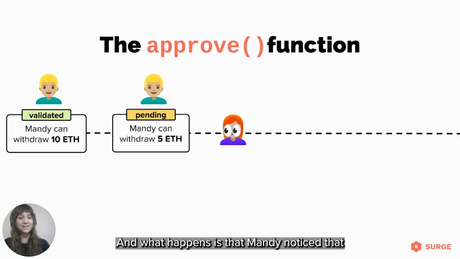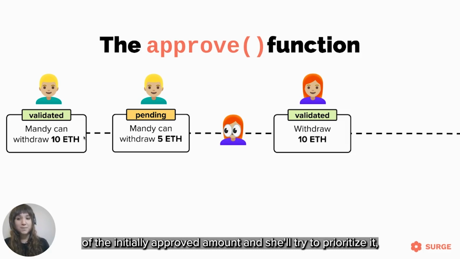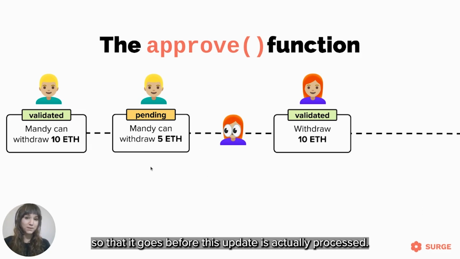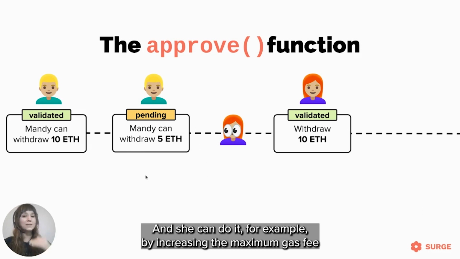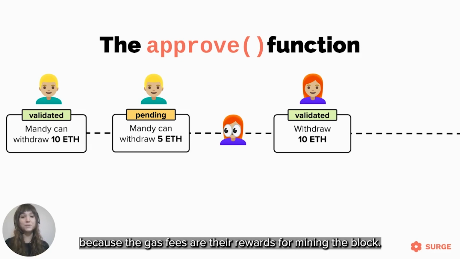And what happens is that Mandy noticed that Benny wants to change the approved amount. So what does she do? She will trigger a transaction with the withdrawal of the initially approved amount, and she'll try to prioritize it so that it goes before this update is actually processed. And she can do it, for example, by increasing the maximum gas fee that she's willing to pay for a specific transaction. So then the participants of the consensus mechanism will definitely go for the higher gas fees, because the gas fees are their rewards for mining the block.